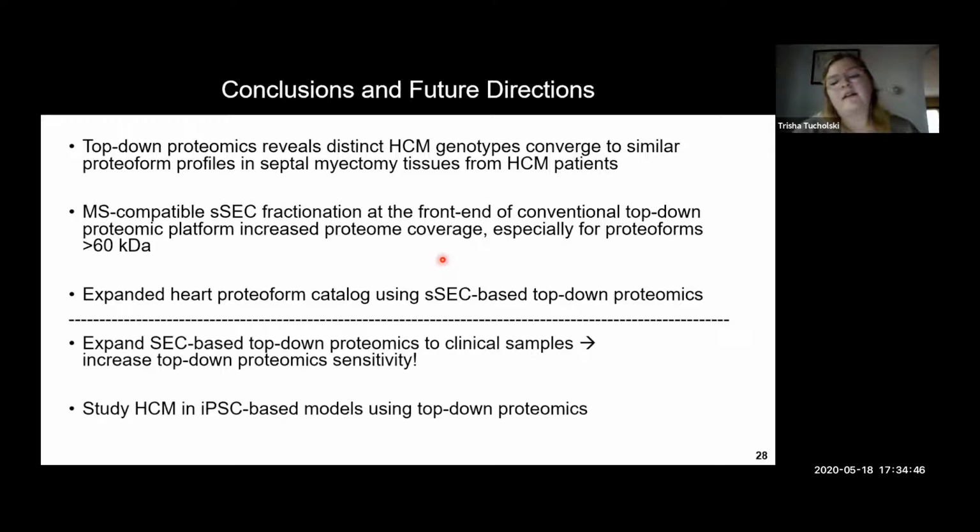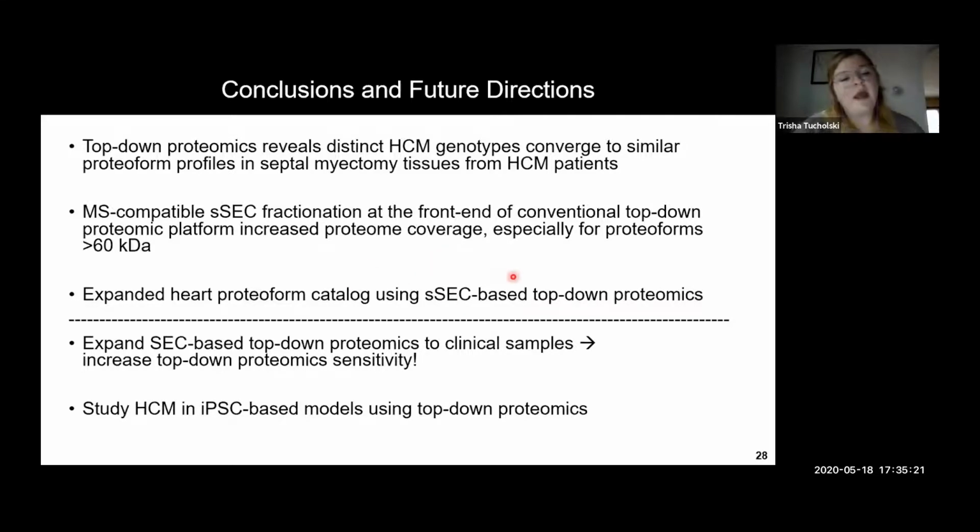However, there are still some technological challenges associated with this later method that I talked to you about, the serial size exclusion method. It actually required quite a bit of tissue. So we really want to scale this down so that we could start to analyze samples closer to what we had available for our HCM study, which is just very small amounts of tissue. So we really want to increase top-down proteomic sensitivity and develop this method further so that we can look at smaller amounts of sample and make these comparisons between large proteoforms in the heart.